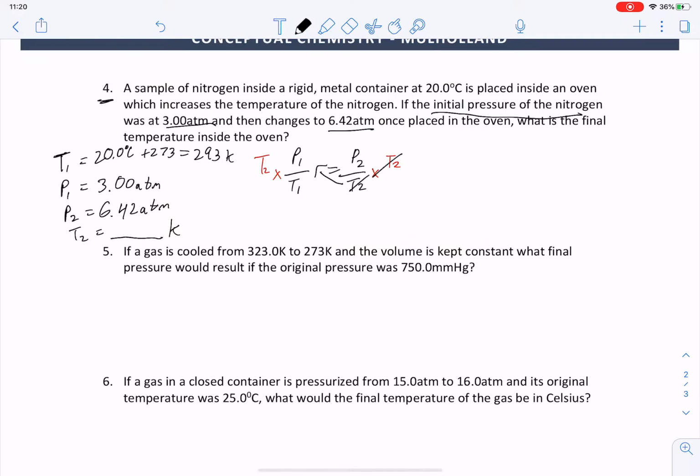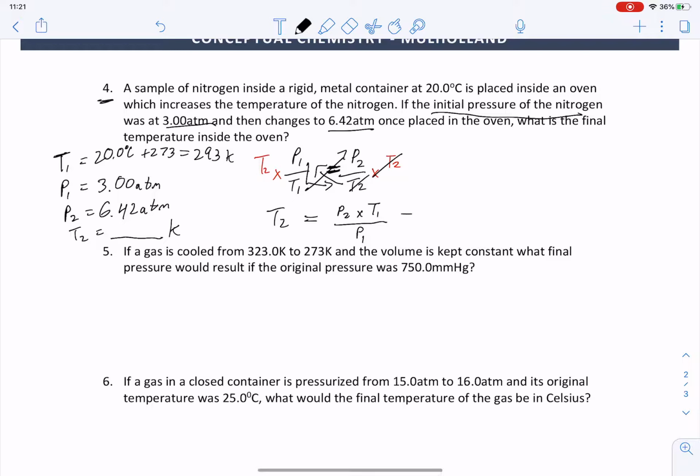Sometimes I see students don't multiply, and then it just kind of breaks down. But then P1 is going to go on the bottom, and then T1 is going to go on top. So we have T2 equals P2 on the top still, times T1 divided by P1.